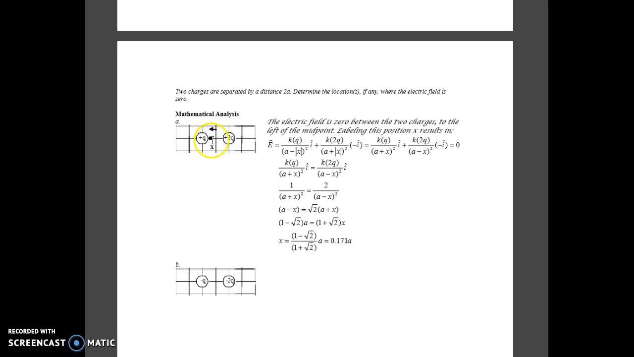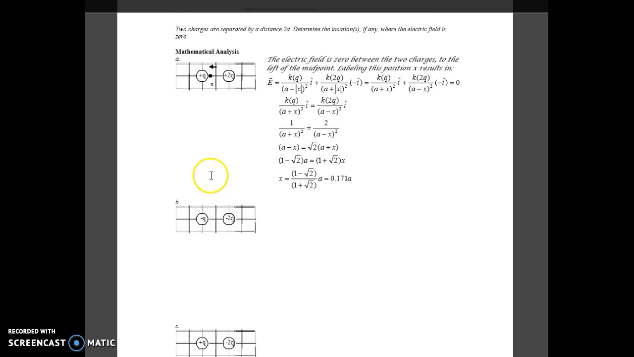And it makes sense that these two forces will be acting against each other, so X should be closer to Q in order to have the force from Q be equal to the force from 2Q, or the plus 2 charge, whatever it may be. So at this point, the forces between these two are equal, and they're both pushing against each other, so it makes sense that that spot's there.